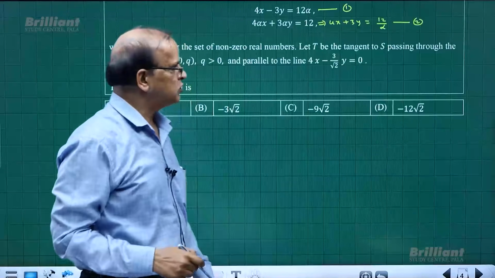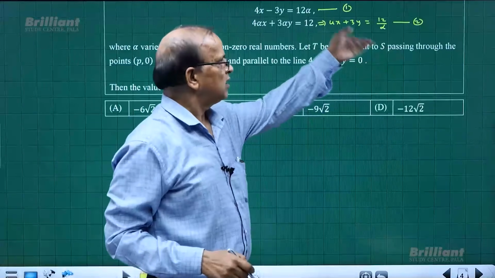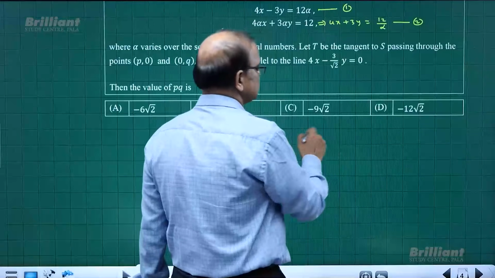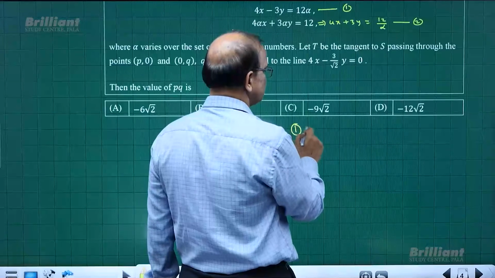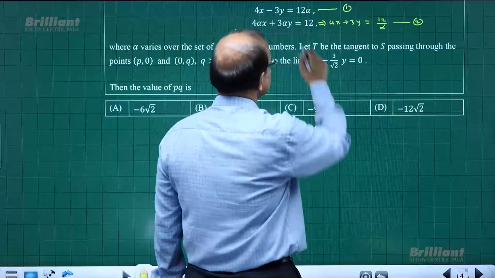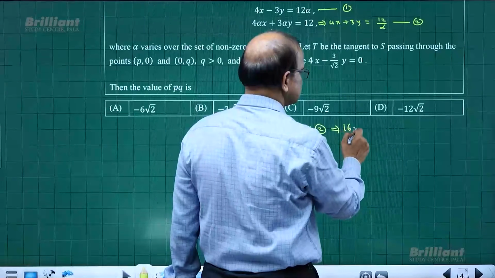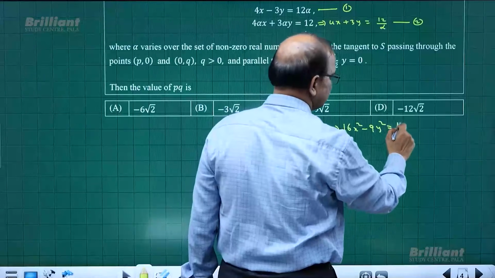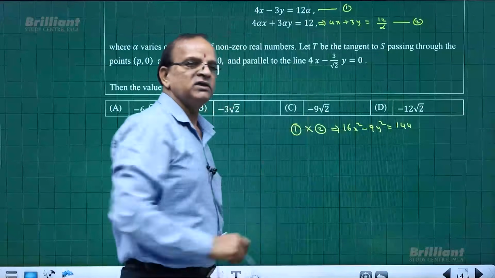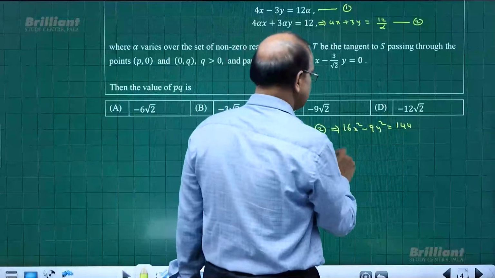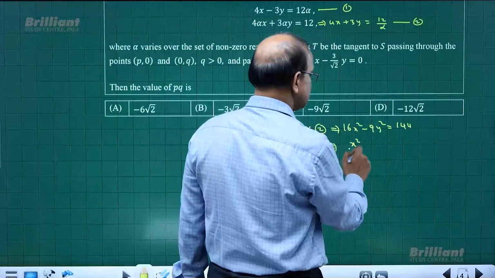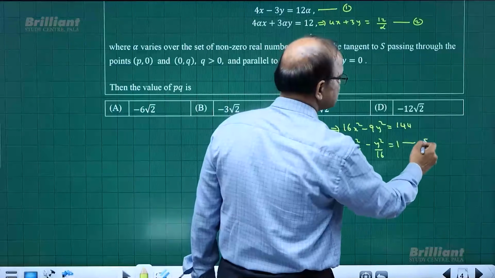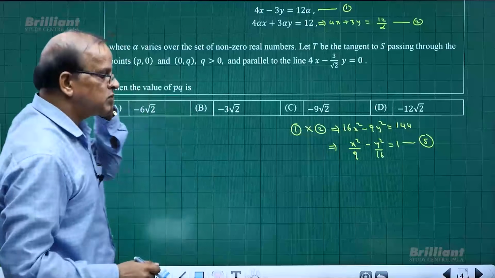If you multiply 1 and 2, alpha cancels and you will get the locus, which is a hyperbola. So, 1 into 2 multiplying, a plus b times a minus b: 16x square minus 9y square is equal to 12 into 12, 144. Alpha cancels. Divide by 16: x square by 9 minus y square by 16 is equal to 1. This is S, which is a hyperbola.